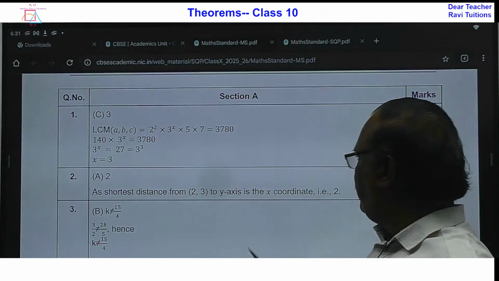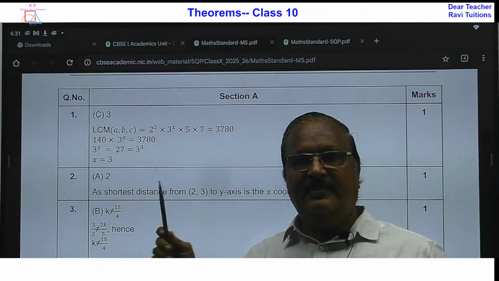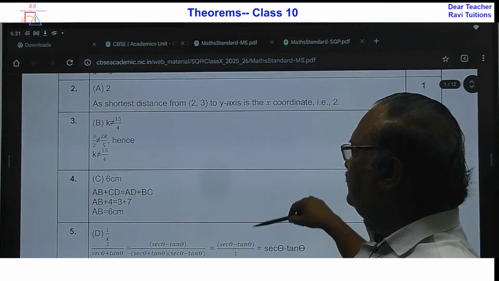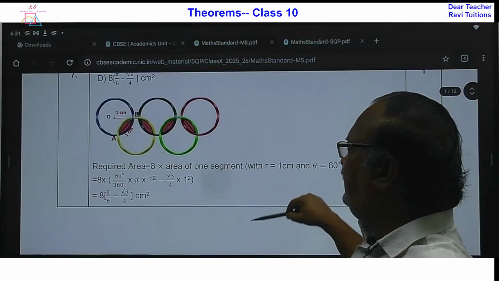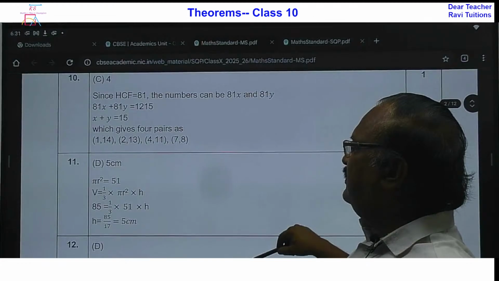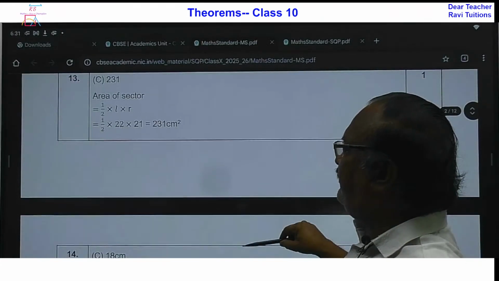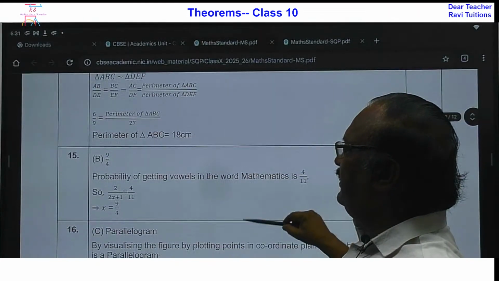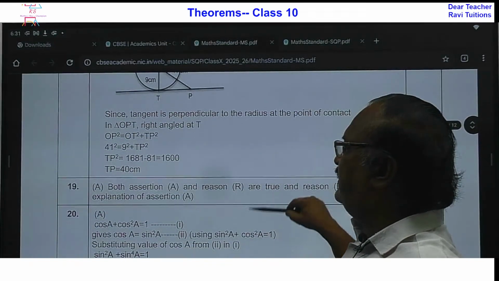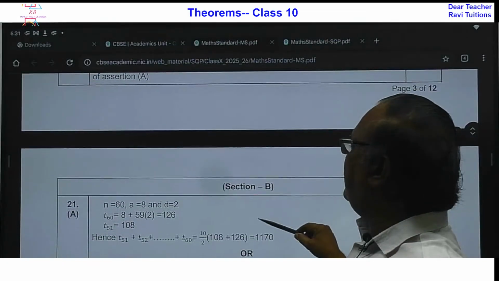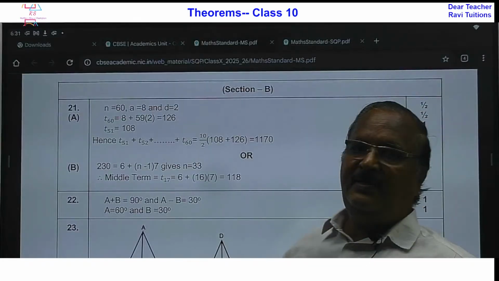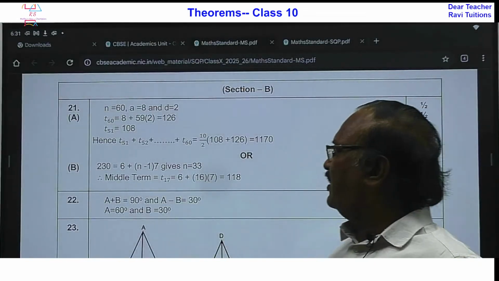You don't need to write this entire thing. These things should be in the mind. For this, it doesn't matter much, because all the answers are given in this. So we will go with the 21st problem onwards, because till the 20th all are MCQ questions. From the 21st onwards, it is section B, that means small short answer questions.